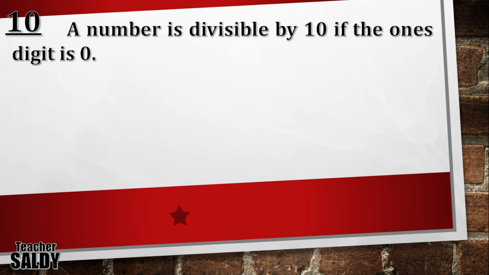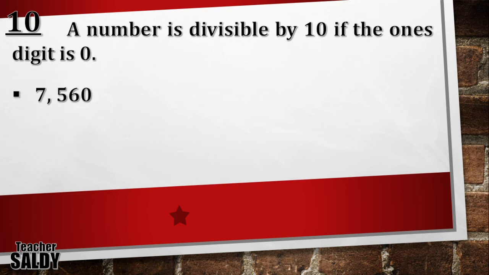Divisibility of 10. So, this is the simplest divisibility rule. A number is divisible by 10 if the ones digit is 0. So, ang tinitignan lang natin dito, ones digit. So, kapag 0 na yung huli niya, or yung pinaka-right na number is 0, ibig sabihin, pwede mo siyang hatiin by 10. You can divide that number by 10.